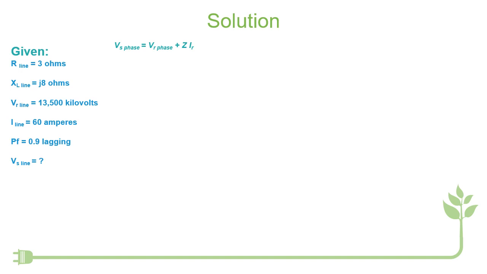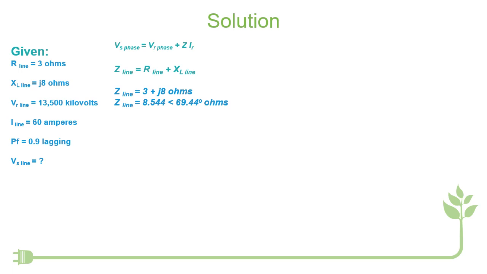First, we have to know the impedance of the line, where impedance is the lump of resistance and reactance. Therefore, the impedance on this problem is Z line equals 3 + j8 ohms. When we convert it to polar form, we have Z line equals 8.544 angle 69.444 ohms.